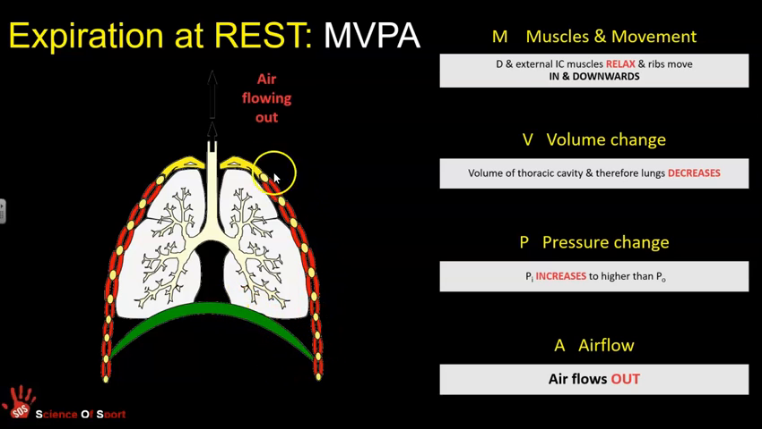And both of those actions will change the volume of the thoracic cavity. So the diaphragm and the external intercostal muscles both just relax. The brain stops telling them to contract. And when they stop contracting, ribs go down and in, and the diaphragm returns to its dome shape.